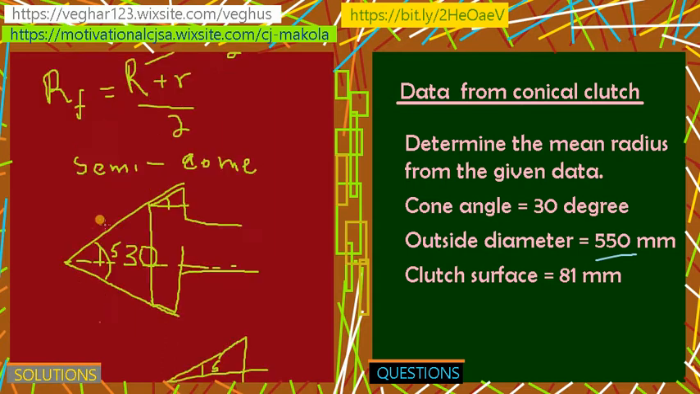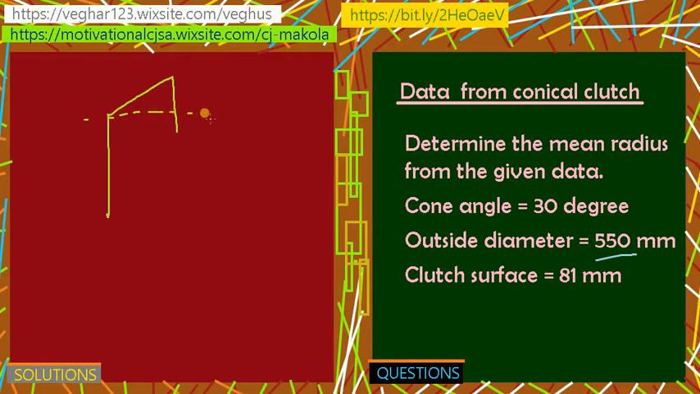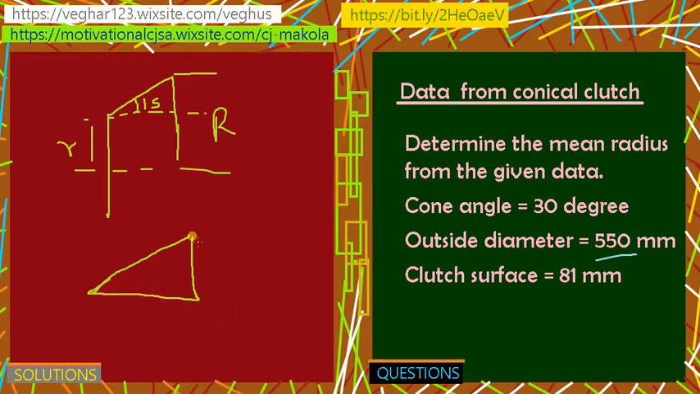So we are looking for something like this thing. We have 15 degrees here, and this is the inner radius, and this one is the outer radius. Now we want this difference here, so that we can get the value of r.